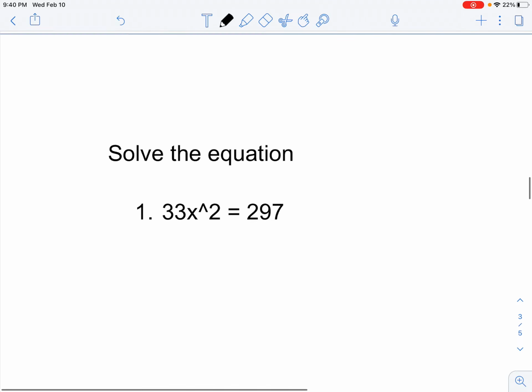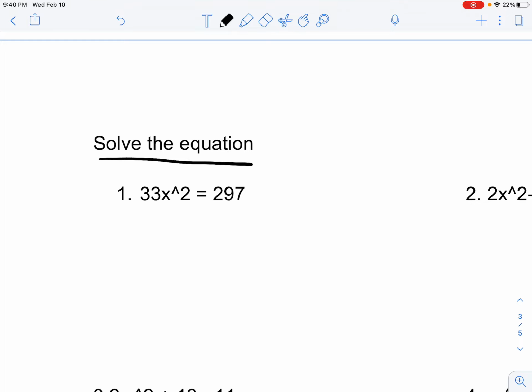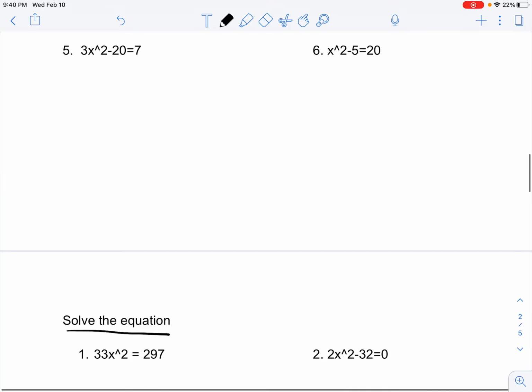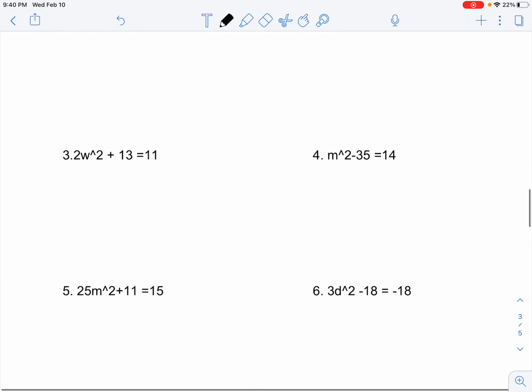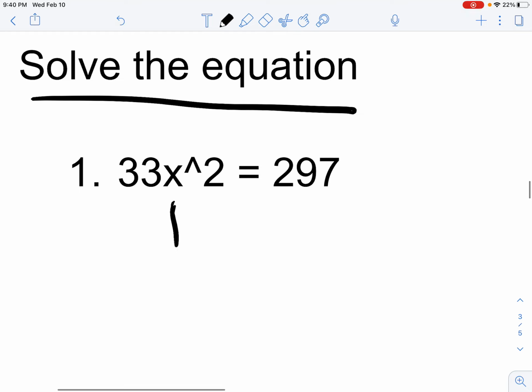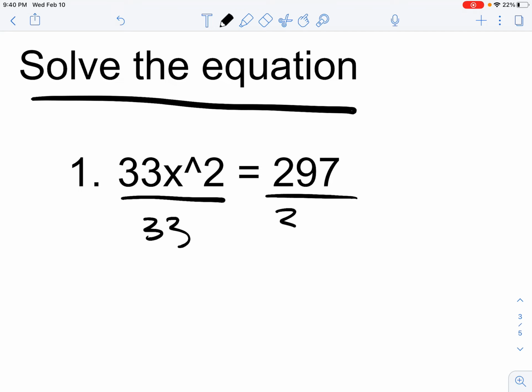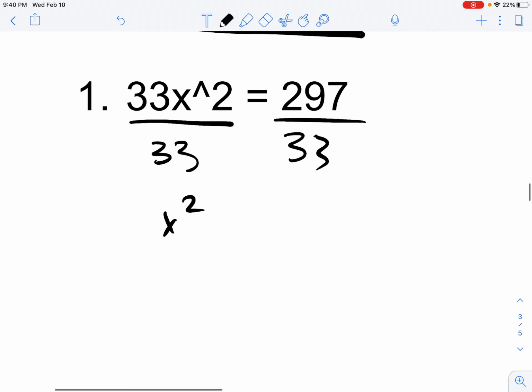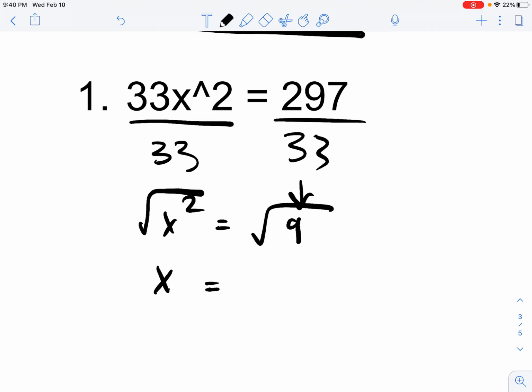Moving on. Now it's asking us to solve the equation, which is basically the same thing as over here. So what do we do? We want to make sure x is alone. And how do we do that? Well, we divide 33 on both sides, giving us only x squared is equal to, now, if you put this in the calculator, 297 divided by 33 will give you 9, which is a complete square, which means that when we square root both sides, we're going to get x is equal to 3.